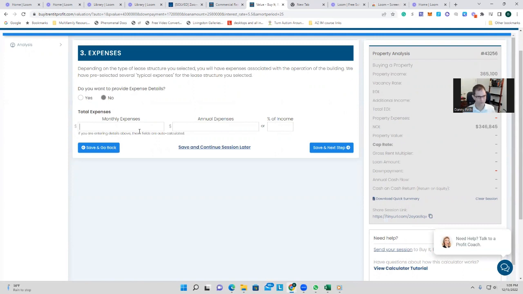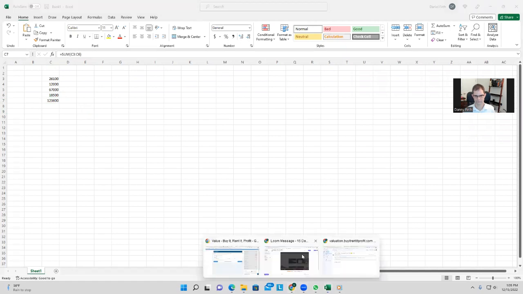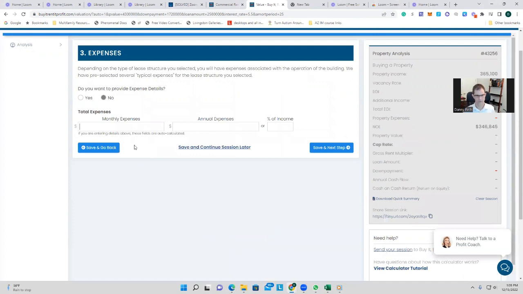All right, so monthly expenses. I actually had to do a little bit of math on this one, so I already did these numbers. It was 123,600. Actually, sorry, that was annual expenses. So, 123,600.